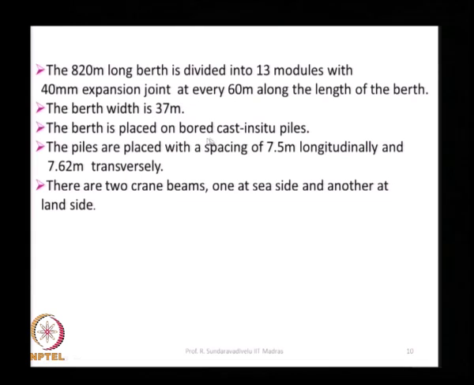We use different types of piles. Here we use bored cast in situ piles. The pile spacing is 7.5 meters in the longitudinal direction and 7.62 meters in the transverse direction. We have 2 crane beams.